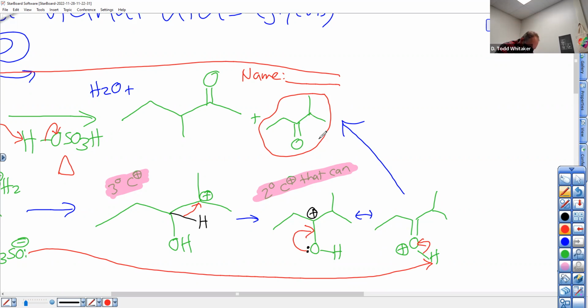And it goes to this. You can combine a resonance step in a mechanism with either the previous step or the next step. And that saves you time. You could have gone from here to the final product and saved drawing this intermediate. I will show you right now.